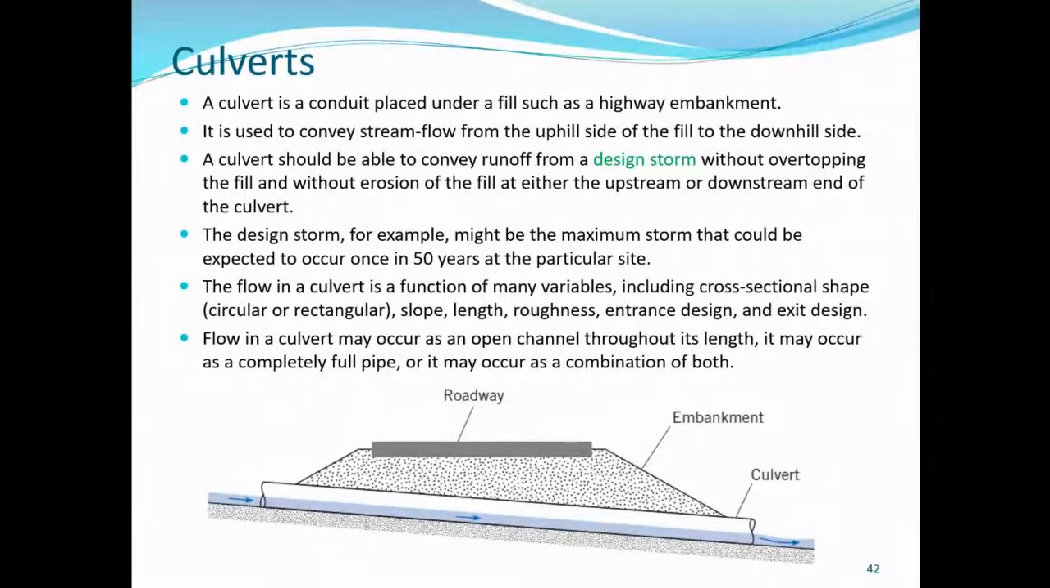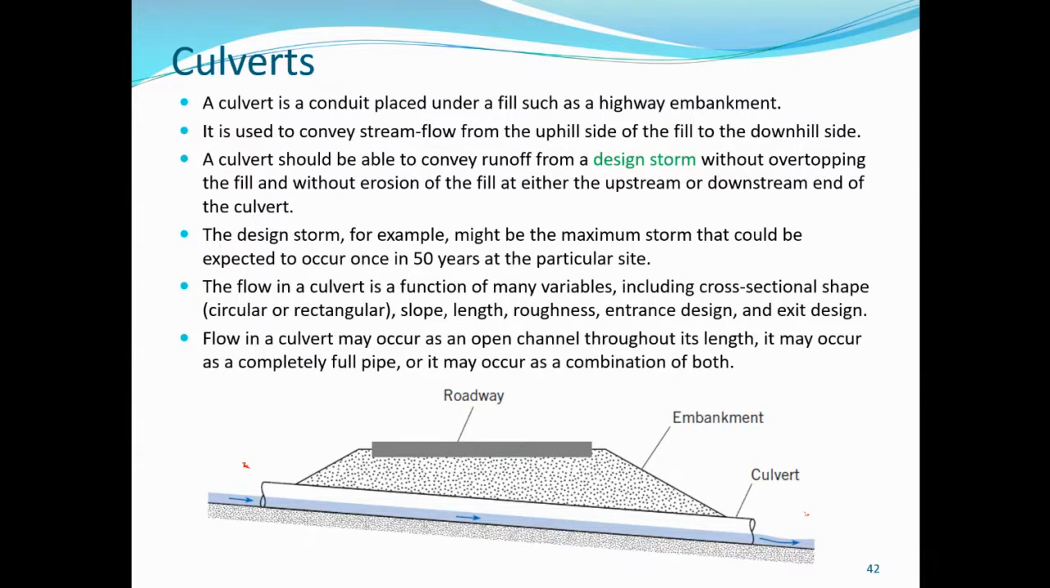So now for culverts, a culvert is a conduit placed under a field, such as a highway embankment. Embankment, just like highway, you have a dam and all that. So this is an embankment, protrusion above the earth's surface. It is used to convey stream flow from the uphill side of the field to the downhill side. This is the uphill, this is the downhill. This is upstream, this is downstream.